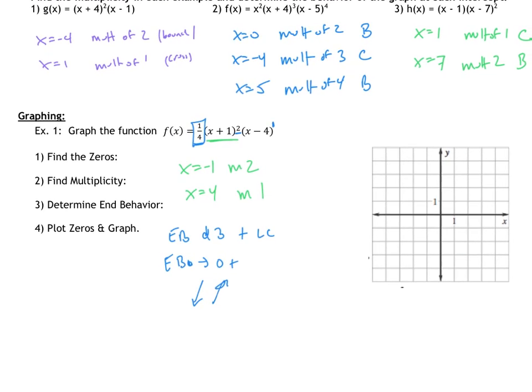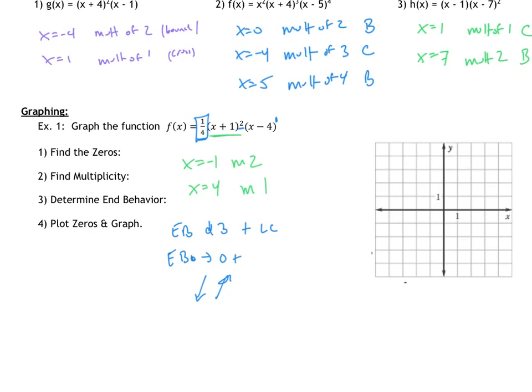So let's look at kind of a graph is what I'm gonna look for here. I accidentally hit the record button, sorry. So I'm gonna go ahead, I got my end behaviors, I got my multiplicities. I'm gonna go ahead and plot my zeros. So x equals -1 and x equals 4. So 1, 2, 3, 4.